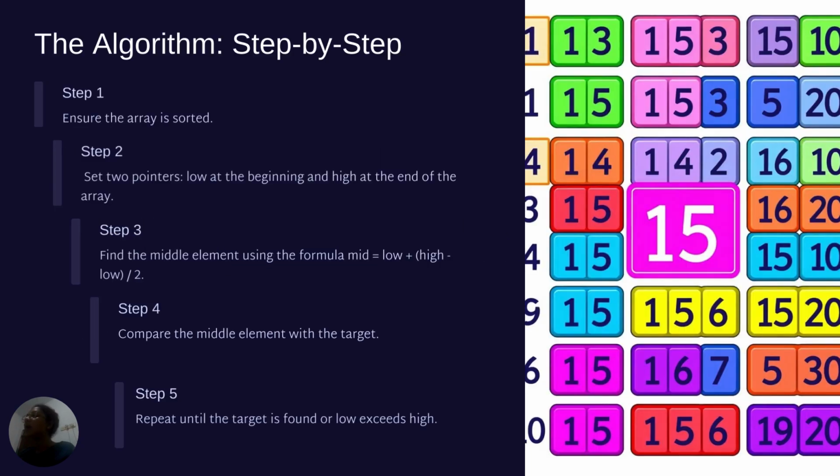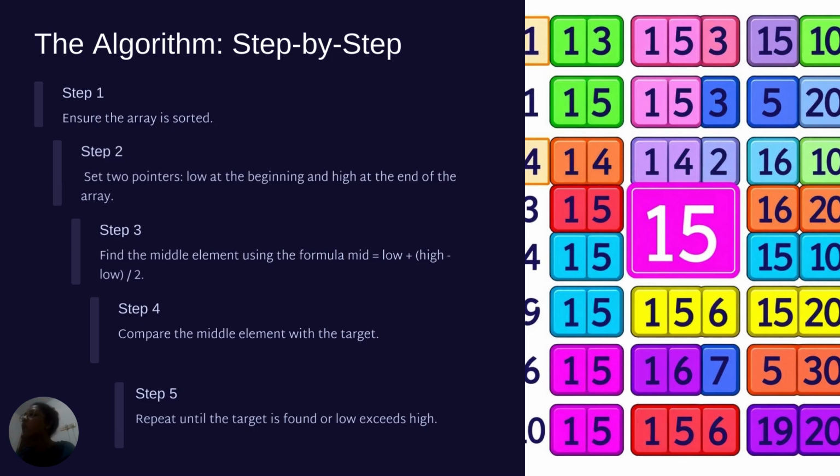Now let's see how to break down the algorithm step by step. That means how to do the search in binary search. First step, ensure the array is sorted. Second, set two pointers, low at the beginning and high at the end of the array. So low is index 0 of the array and high will be index n, which is the last index of the array. Step 3. Find the middle element using the formula.